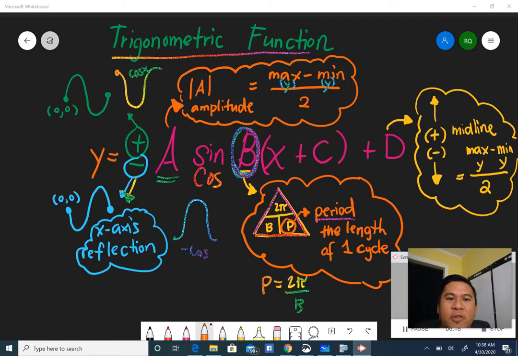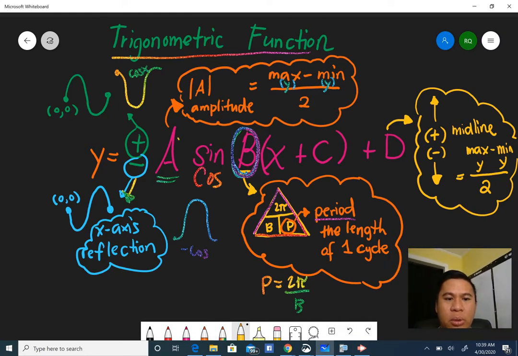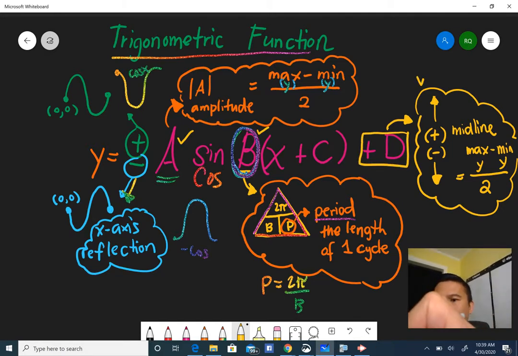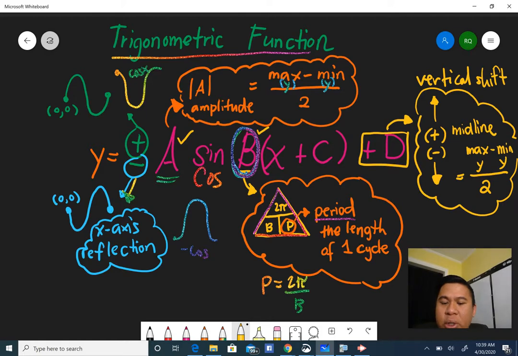Going back to our analysis of trigonometric functions, last time we dealt with the amplitude and the period. This time, we're going to deal with the letter D, which is what we call the midline, also called the vertical shift. Meaning the sinusoidal function, whether sine or cosine, will be translated going up if it's positive or going down if it's negative.